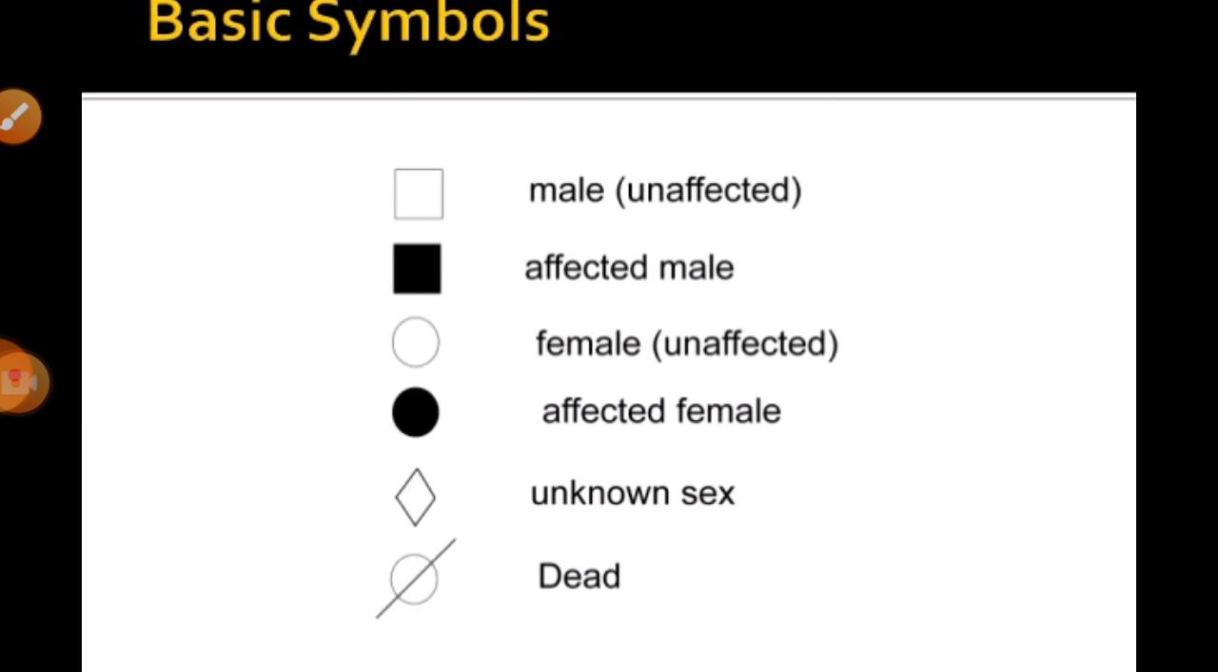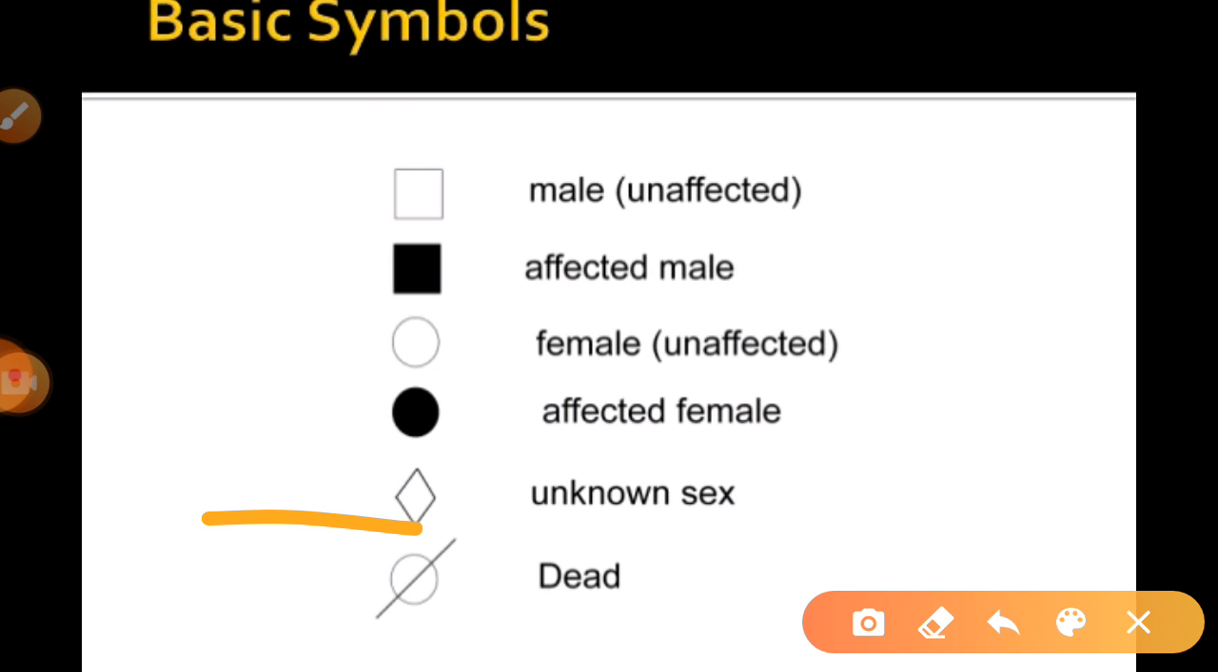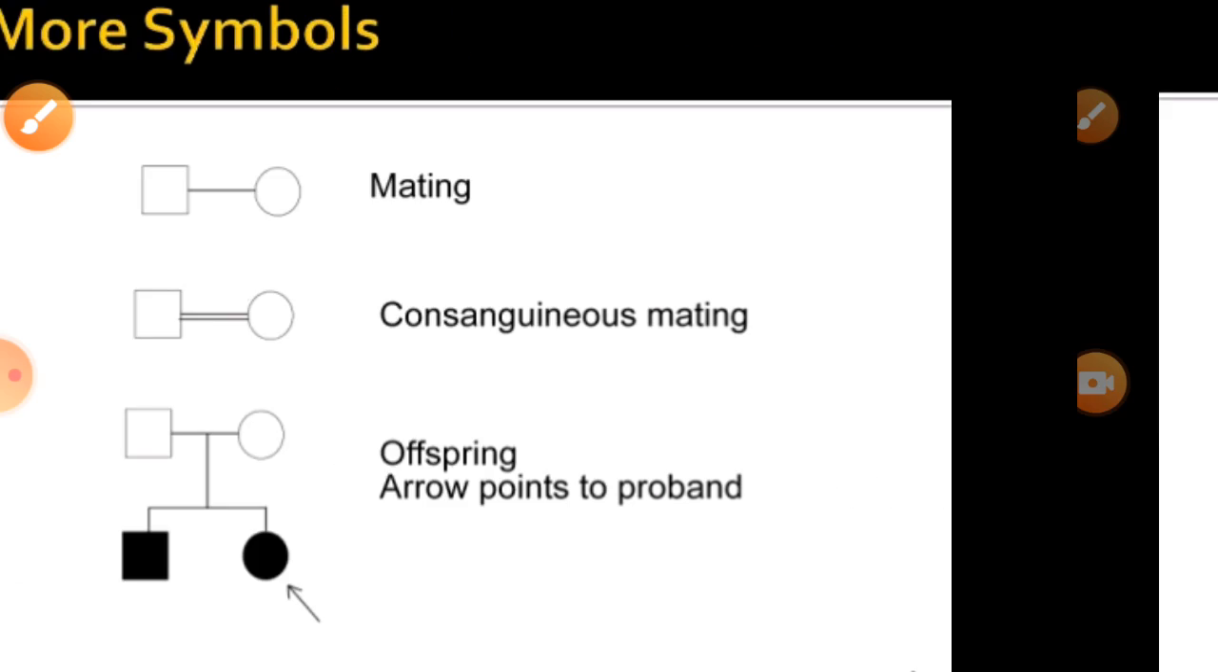For the pedigree analysis we need some specific types of symbols, right? As you can see, the square is a male which is unaffected. If the square is dark in color, in that condition it is an affected male. If a circle is without color, that is known as a female, and if it is colored, in that condition it is an affected female. A diamond is another symbol which denotes unspecified or unknown sex. Another symbol that is seen may be shown as a dead one.